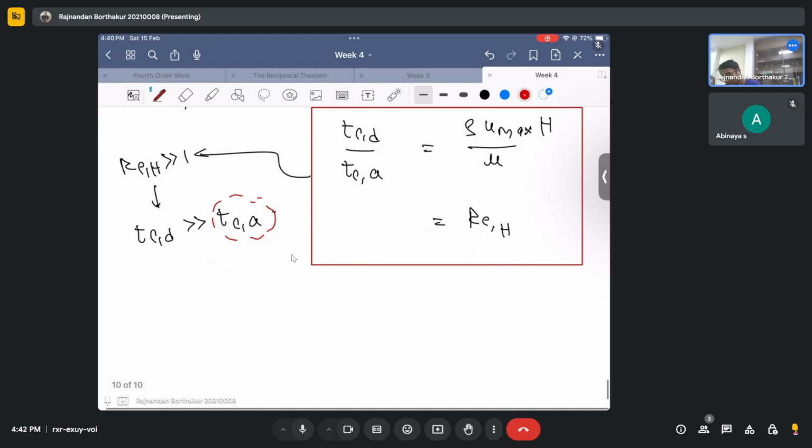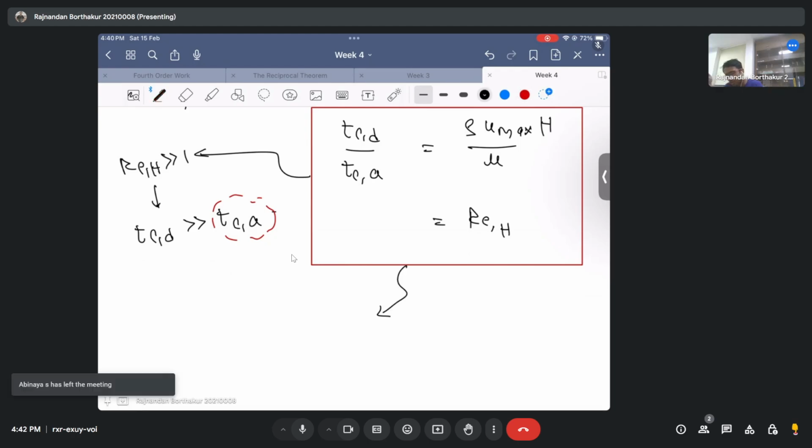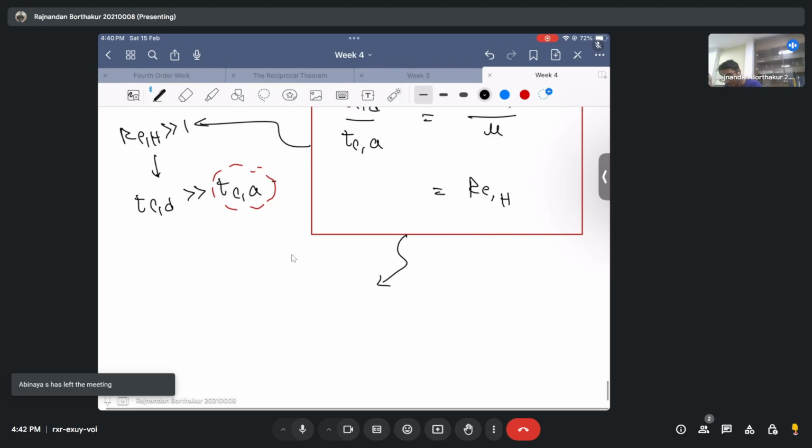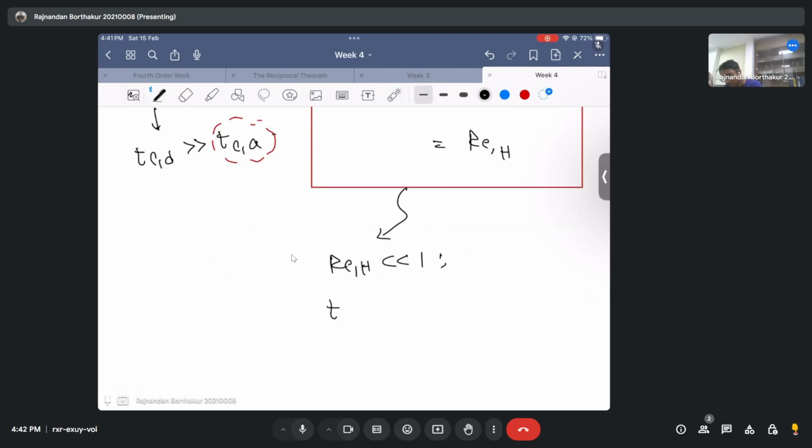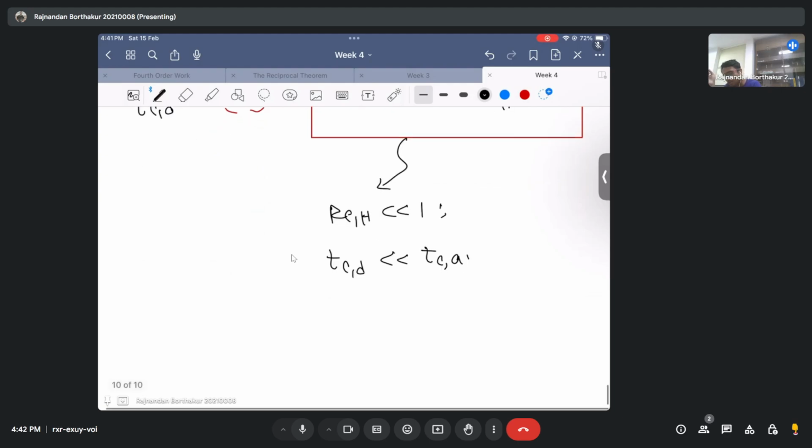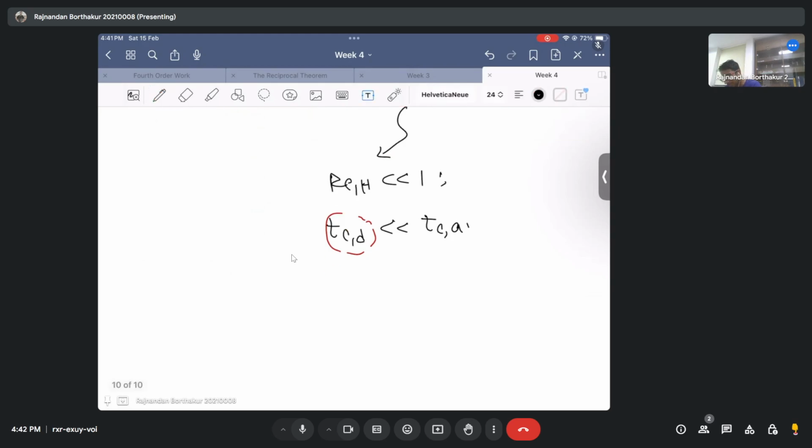On the other hand, the other end of the spectrum is, if I have a Reynolds number which is much less than 1, I can say that my diffusion time scale is much lesser than my advection time scale, and then I would choose my diffusion time scale as the correct choice for time scale basically in our analysis. So the rule of thumb is, always choose the smaller time scale. So that is something that I want to infer.